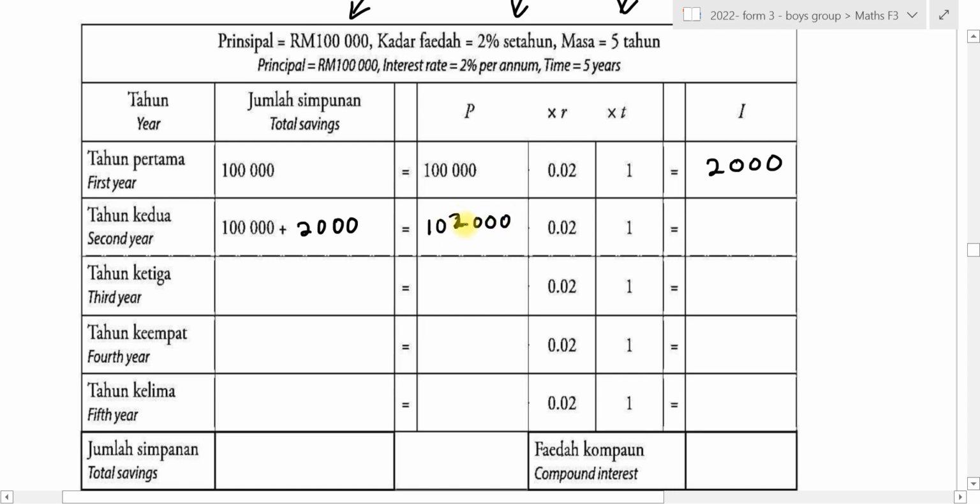Now you calculate for 102,000 times 0.02 times 1. You get 2,040. Okay. Your last year amount was 102,000, right? Take this 102,000 and then you add the current interest 2,040. So total, now you have how much ready for the third year?